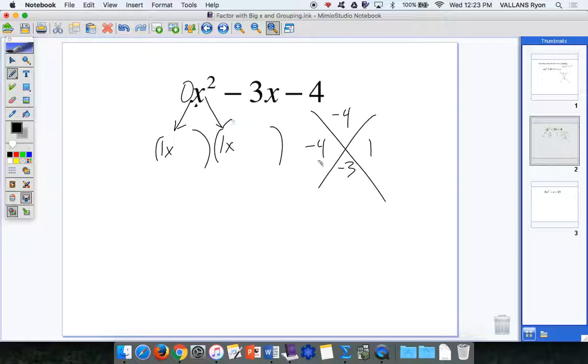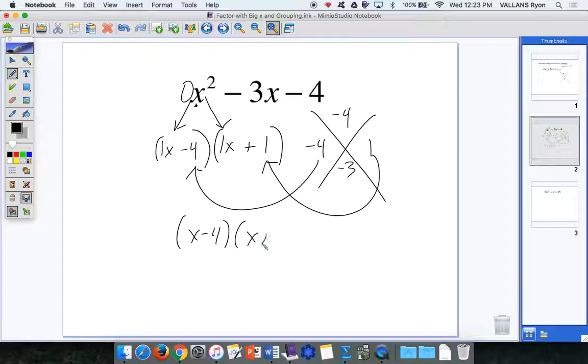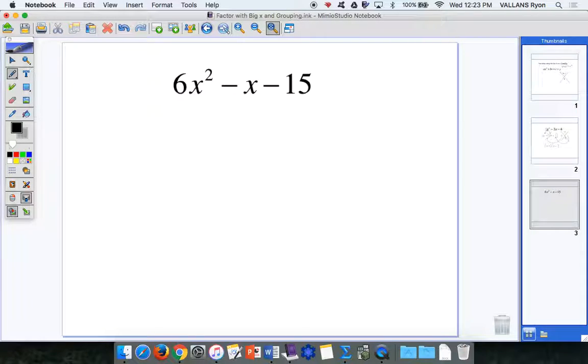And then what happens is take one of these, plug it in here, -4. Take the other one, put it in here, +1. I'm actually already done factoring. So it's x minus 4, x plus 1. Okay? If I do it with A not being 1, this is where it gets a little weird.